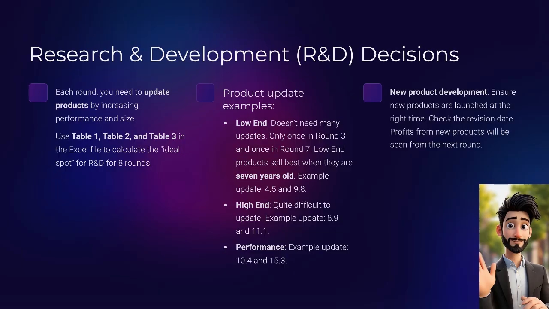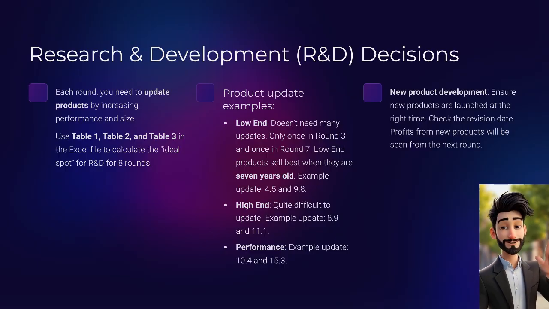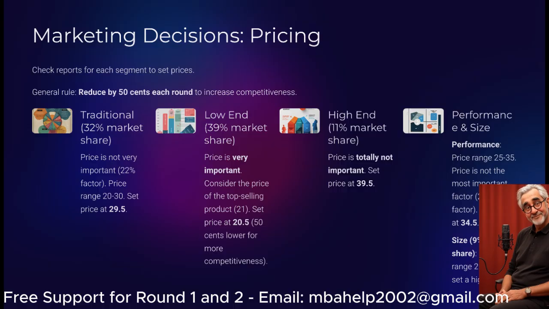New product development: ensure new products are launched at the right time. Check the revision date. Profits from new products will be seen from the next round. 3. Marketing decisions. Price: check reports for each segment to set prices. General rule: reduce by 50 cents each round to increase competitiveness.